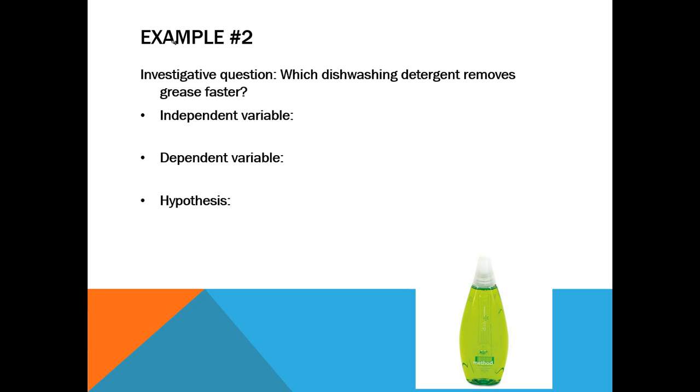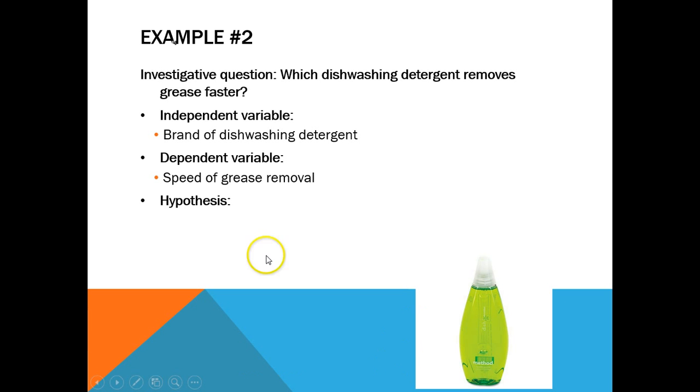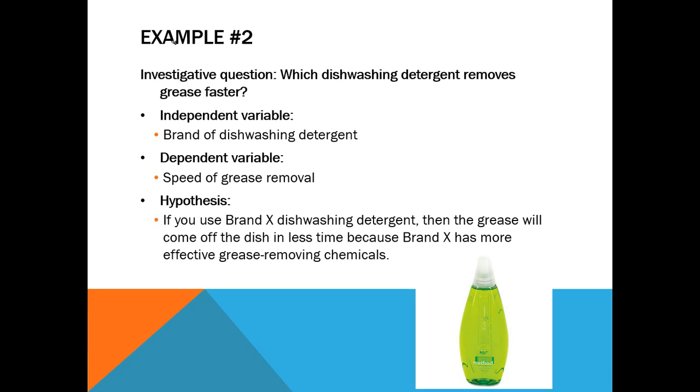If the question says, which dishwashing detergent removes grease faster, your independent variable, or the thing the scientist controls, would be the brand of dishwashing detergent. The dependent variable would be the speed of grease removal. How fast does the grease go away? Notice that your dependent variable is something that you can measure. And finally, if we put these things together, we have a hypothesis that might sound like this.